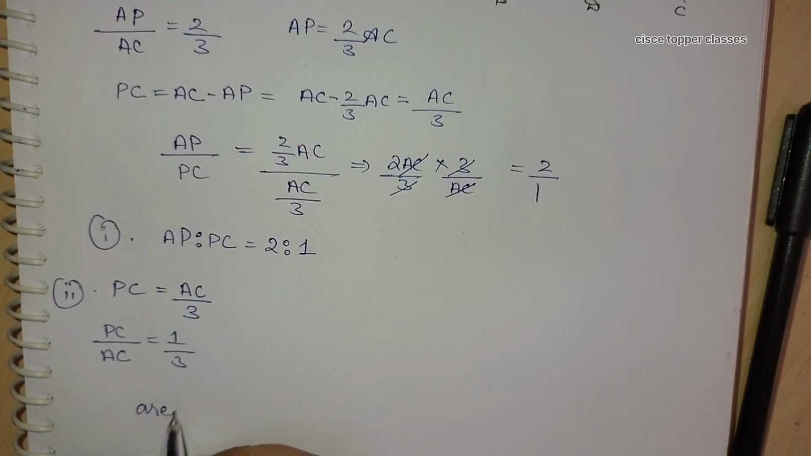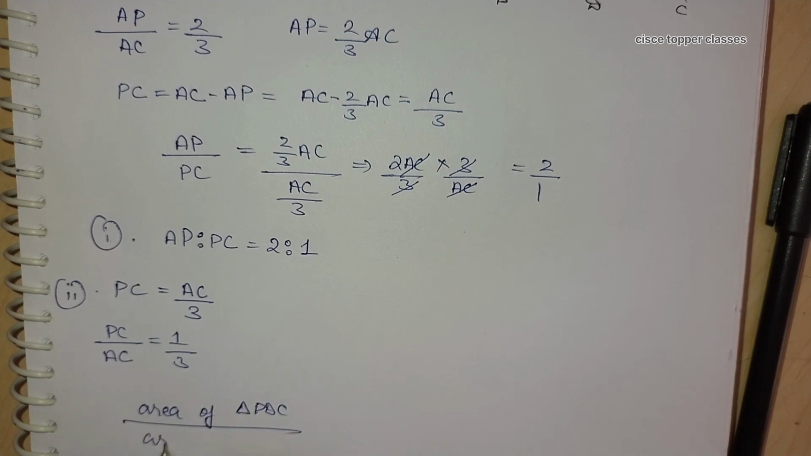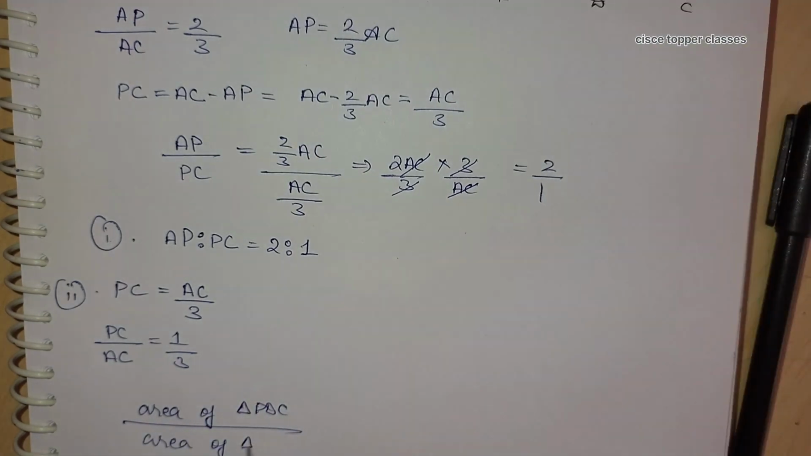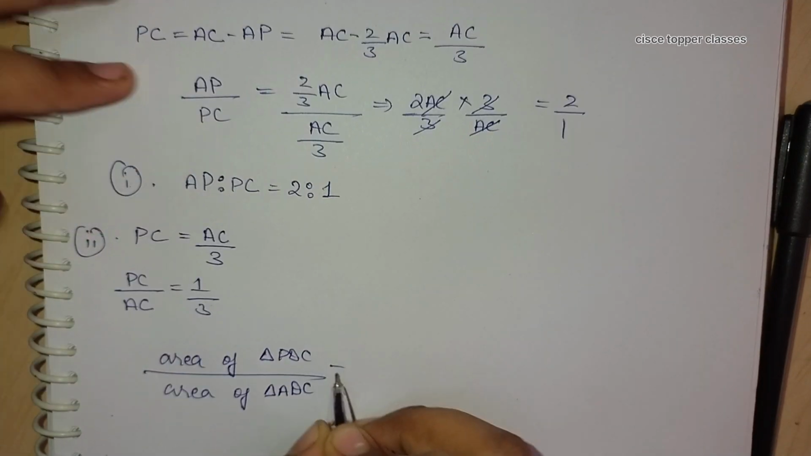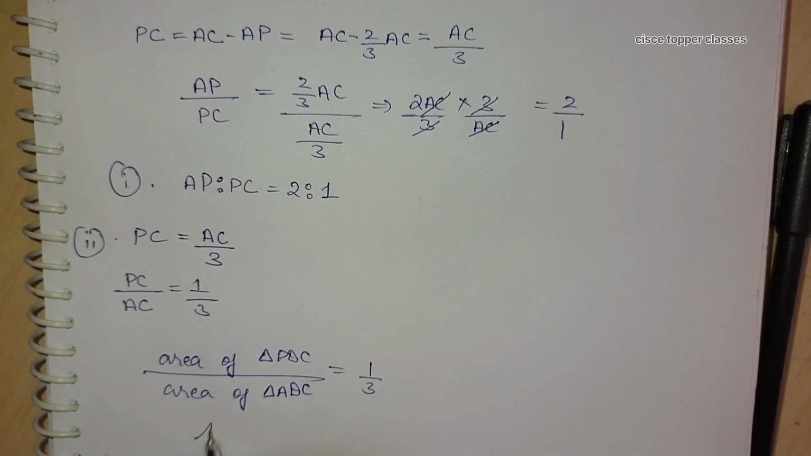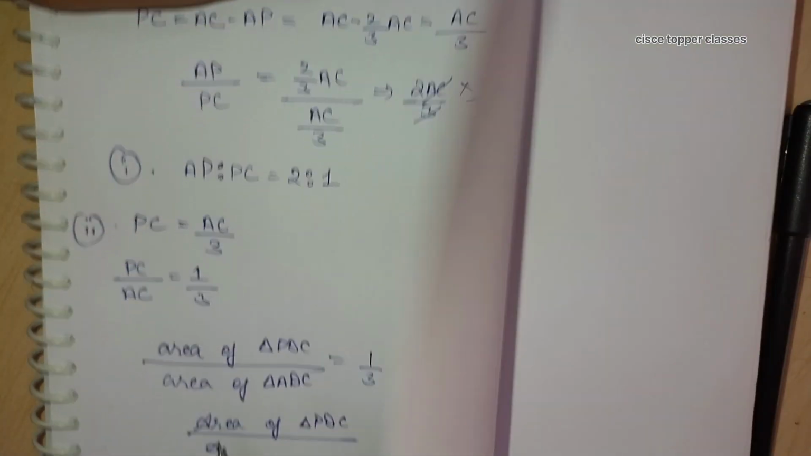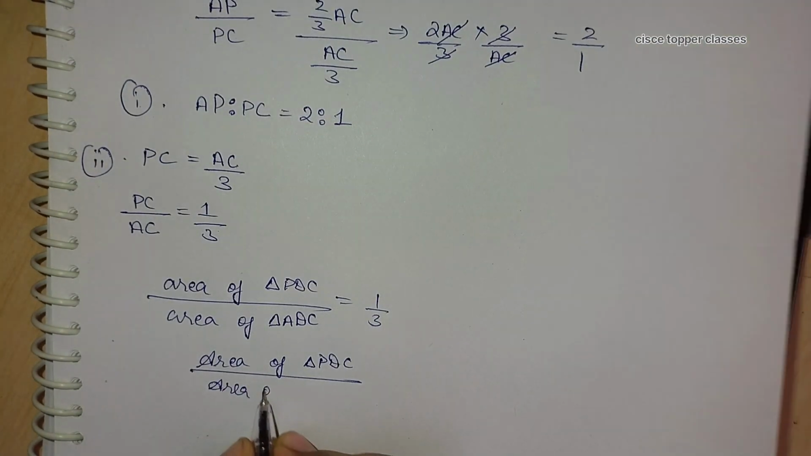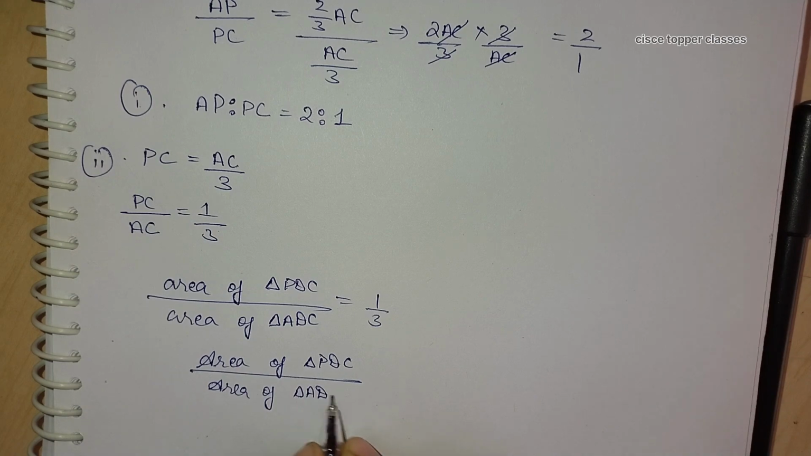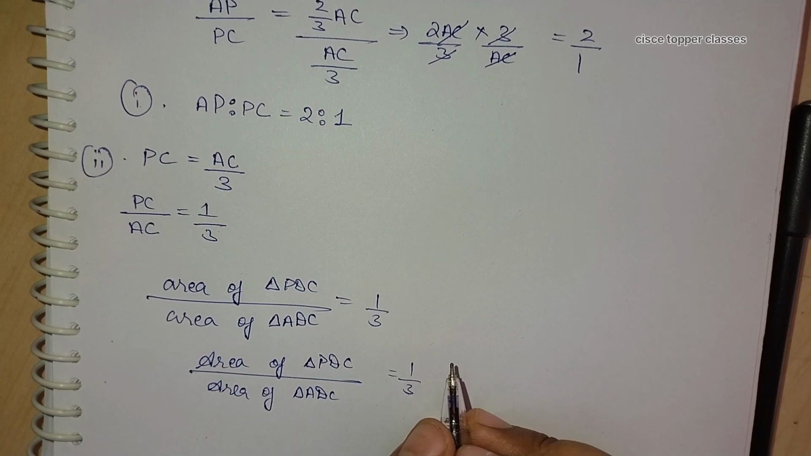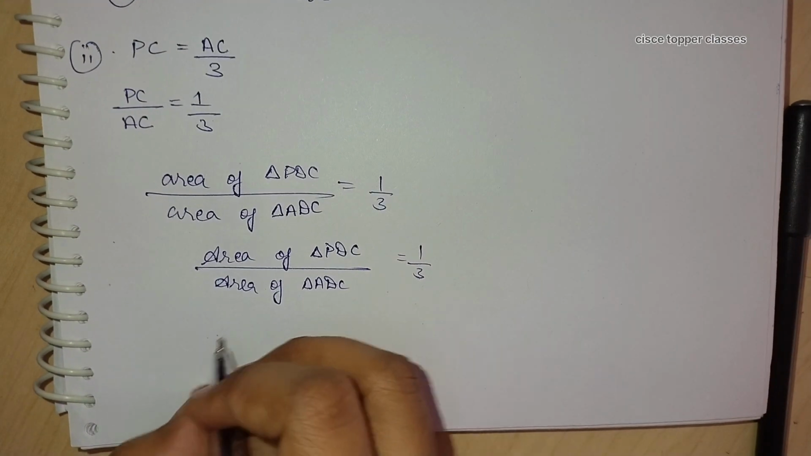Now we can write area of triangle PDC divided by area of triangle ADC equal to 1 by 3, and area of triangle PDC divided by area of triangle ADC is equal to 1 by 3. We will simply put the value of ADC here.